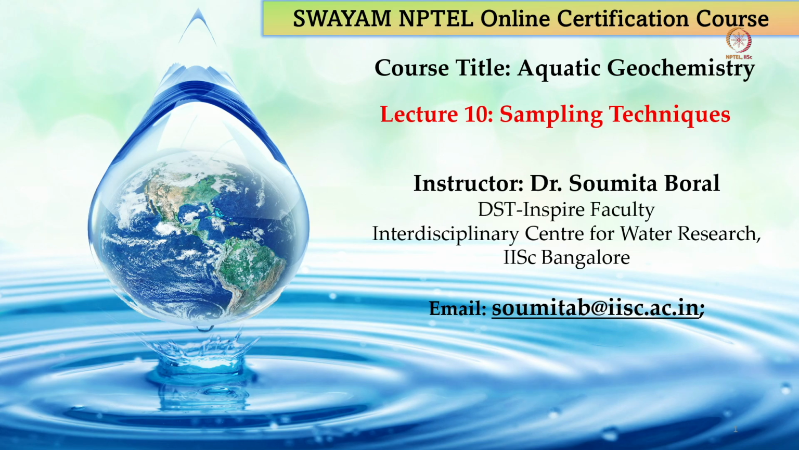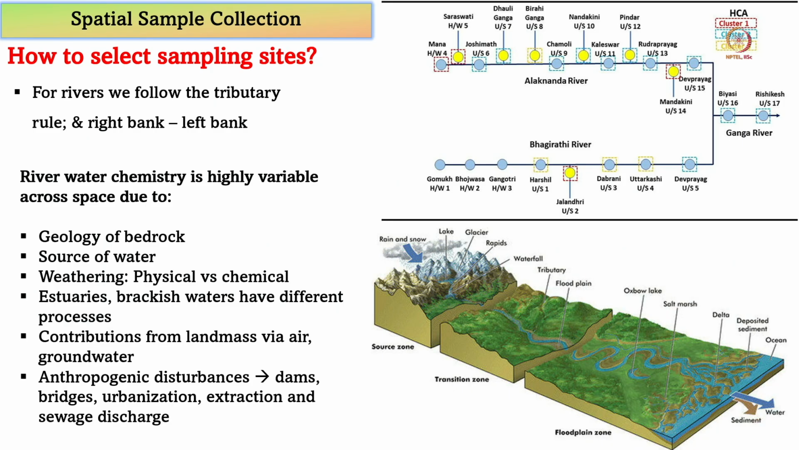And this is your 10th lecture, and as we were discussing the water sampling techniques, we will be discussing that in this lecture as well. So in the last lecture, we were talking about how the river chemistry varies across the spatial scale due to different reasons, and that we have to be thoughtful about all these different parameters while we are going out for sampling.